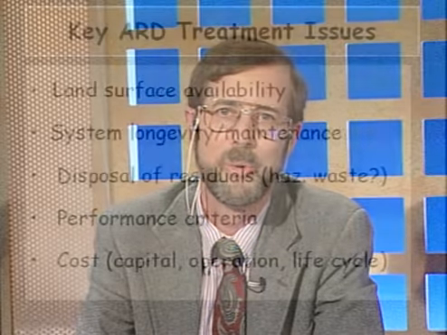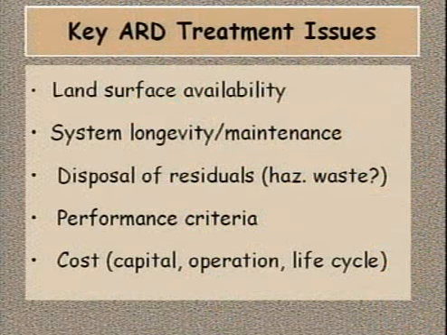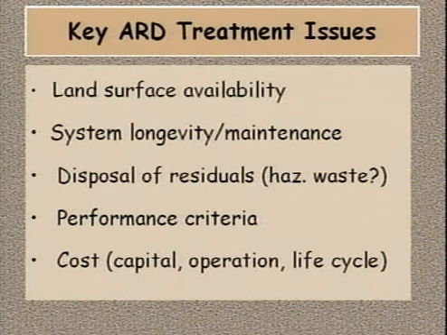Now, there are 5 key ARD treatment issues that really influence what might be feasible at a given site. The land surface. A passive system typically requires more land surface area than an active system. This could be driven by permit boundaries, land ownership, or topography. System longevity and maintenance may be key issues at really remote sites. For example, how often do you need to have people on site to maintain or operate the treatment system?